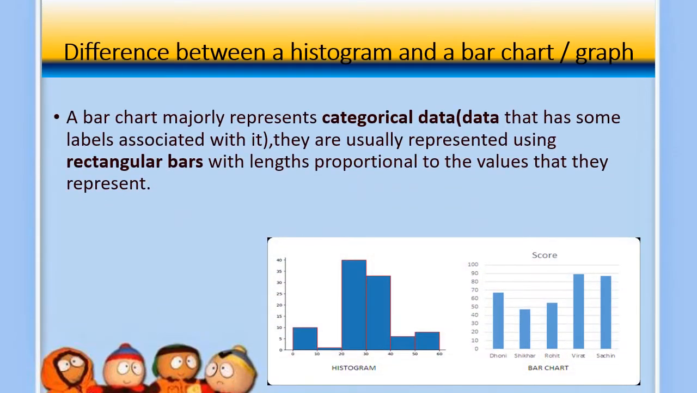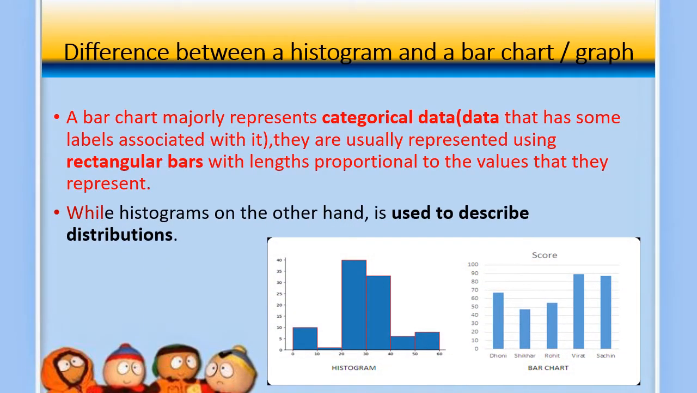The difference between the bar graph and the histogram: a bar graph represents categorical data using rectangular bars, and a histogram also uses rectangular bars, but it is used to describe distributions, and there is no gap between the bars.